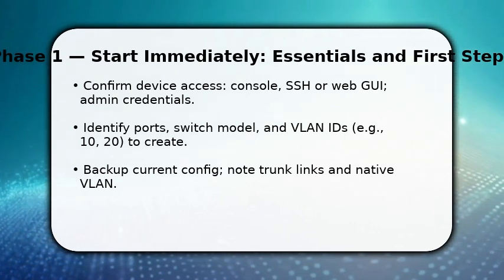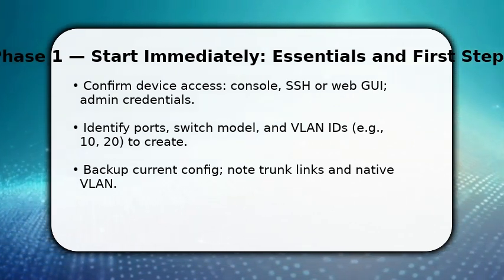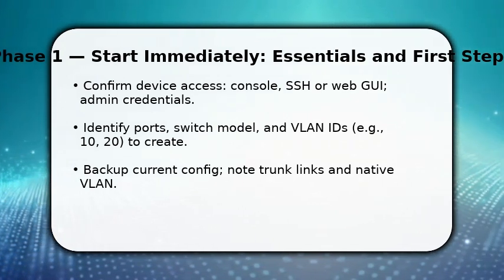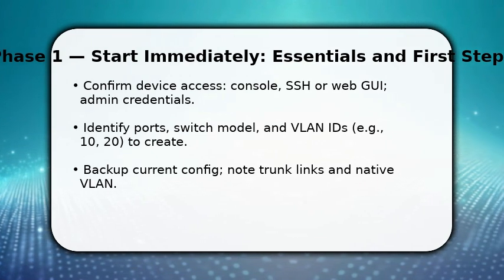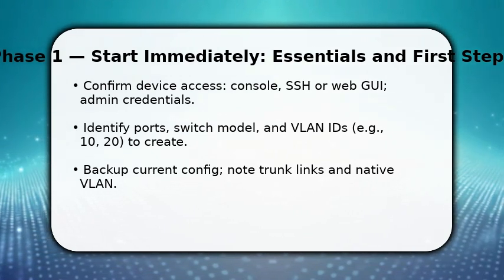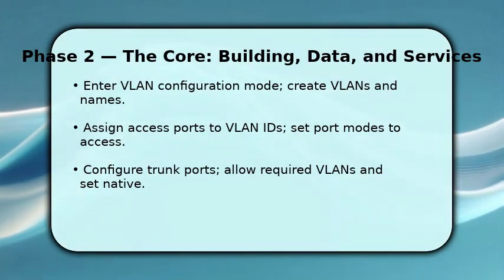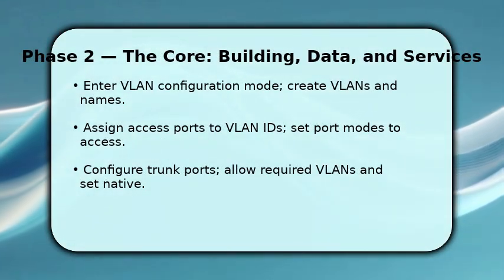You should export or copy the current configuration. This is your rollback. Once done, enter privileged mode so you can create Vlan and modify interfaces without interruptions. Do not skip the backup. You now create Vlan in configuration mode and give them clear names so troubleshooting is faster.